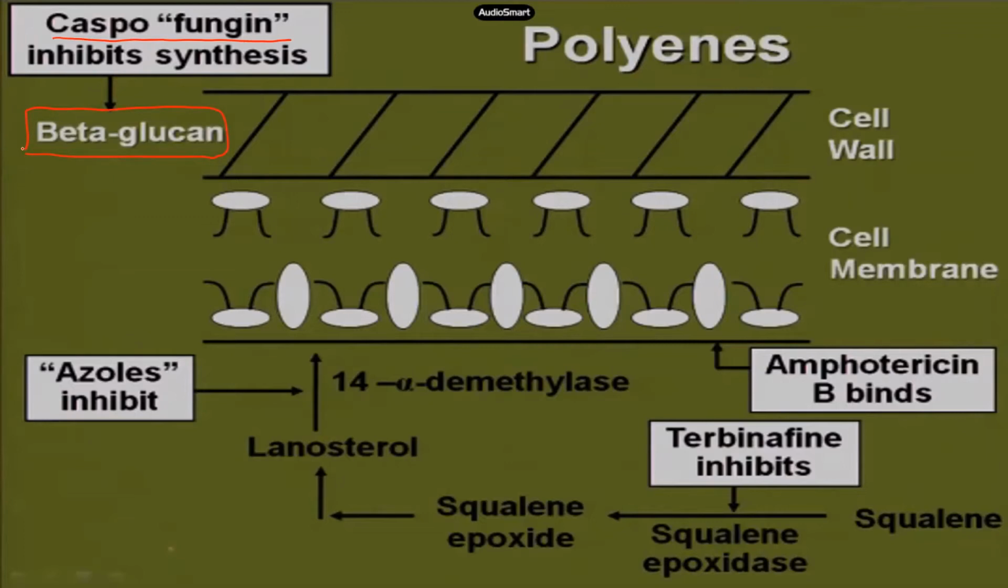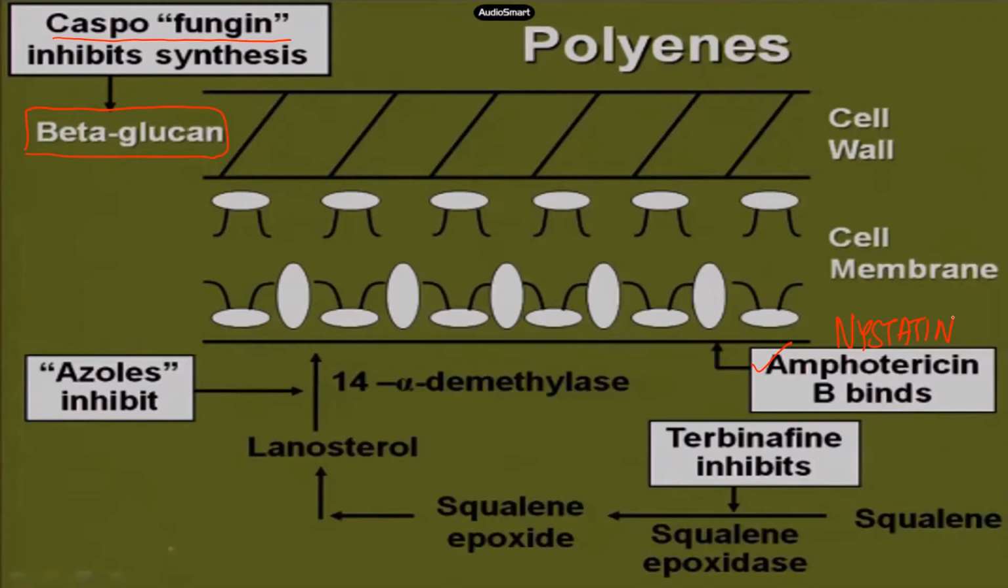Now, working within the cell membrane will be your polyenes. Now, polyenes such as your amphotericin B, such as, if you want to add over here, nystatin, they will interfere with ergosterol of the membrane. And notice how ergosterol sounds like cholesterol of our own membrane. It is actually a steroid in the cell membrane of the fungus.